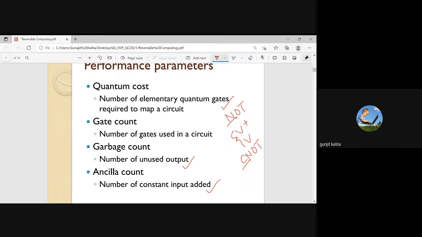Another parameter is gate count, that is, we know the number of gates used. So that is not a very good parameter. Anyway, next is your garbage count.